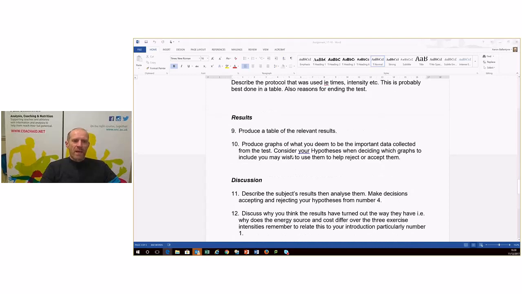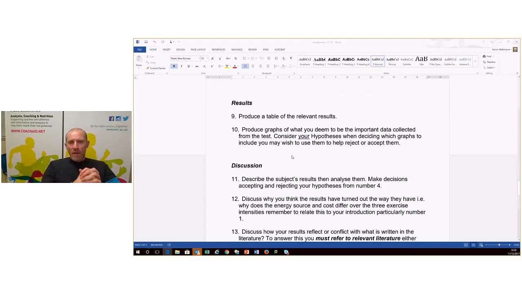Next is results, 9 and 10. These are just putting in the tables and the graphs of the information that you've got. So what you're trying to do is consider your hypotheses and make sure that in there you've got the data you need to either accept or reject your hypotheses. So your tables in there, your graphs then of the important stuff, such as, well, if we're looking at calorie cost, you want that against intensity, you want the type of fuel being used against intensity. The assignment's using RER, so you probably want that in there. RER is derived from VO2 and VCO2, so you might want those in there. So think of the key things that you want and get them in your table and your graph.